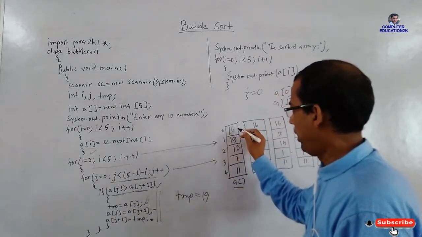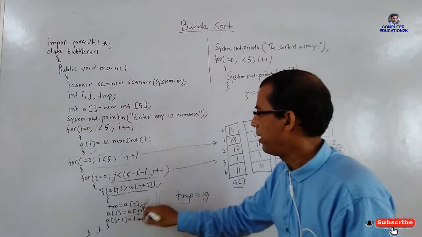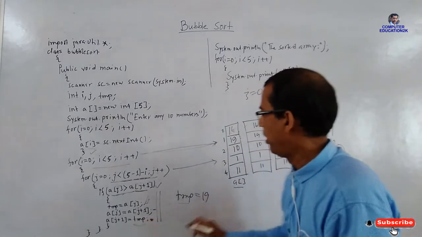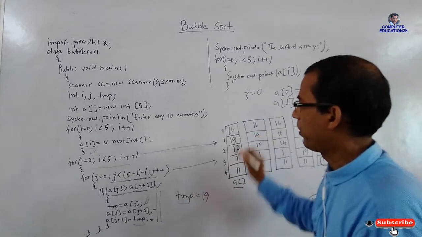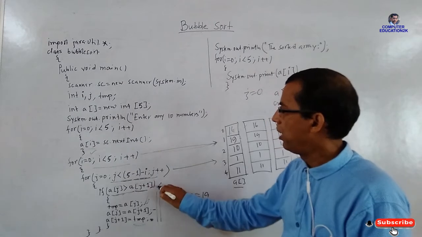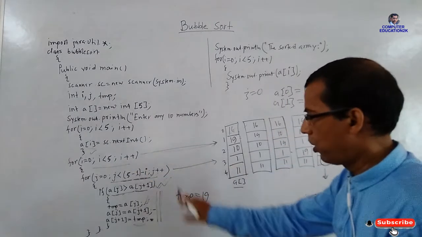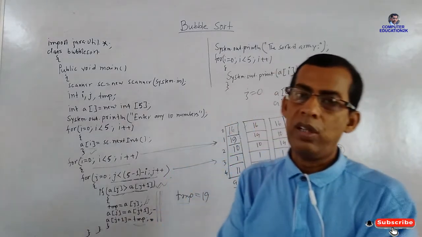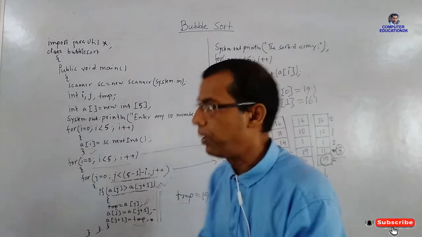In this line, 19 will be removed from here and stored in temp. In this line, 16 will go from here to here, and in this line, that 19 will go back in this cell. Okay? So in this way, you will exchange all the values, and here you will compare all the values, and these 2 loops you understood. Now this process will continue, and at last the array will be sorted.